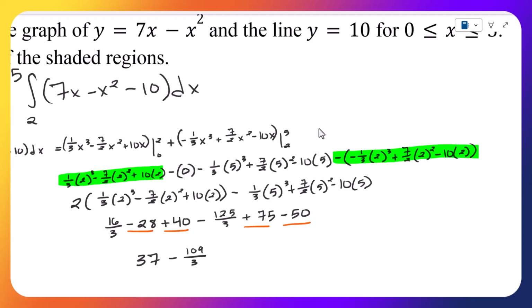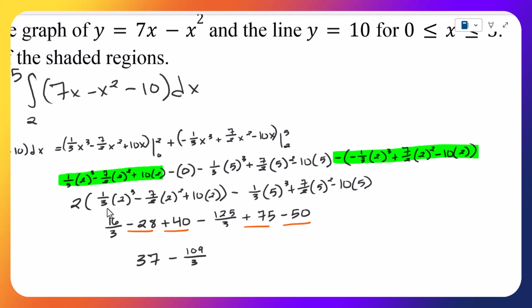But the other part I want to talk about is these things I highlighted in green, because I made a clever observation, because I could have done all the math for this, but I noticed that this stuff here, this negative 1/3 2 cubed plus 7 over 2 2 cubed minus 10 times 2, that's the same thing as this here, except the signs are all flipped. Well, I have a negative in front that I'm going to distribute. That's going to make the signs all the same. So this piece is the same as that piece right there. So I have the same thing twice.